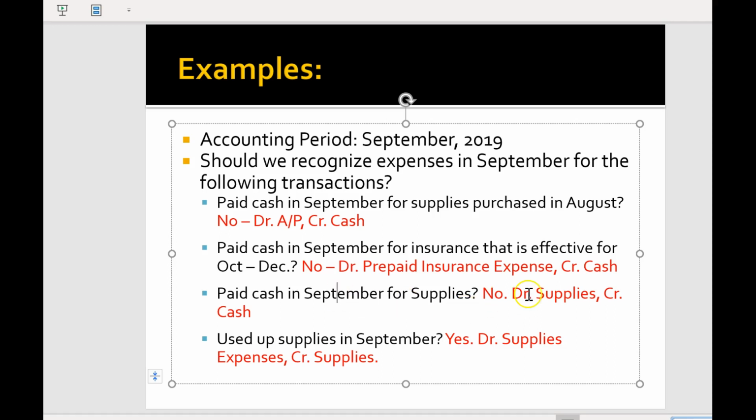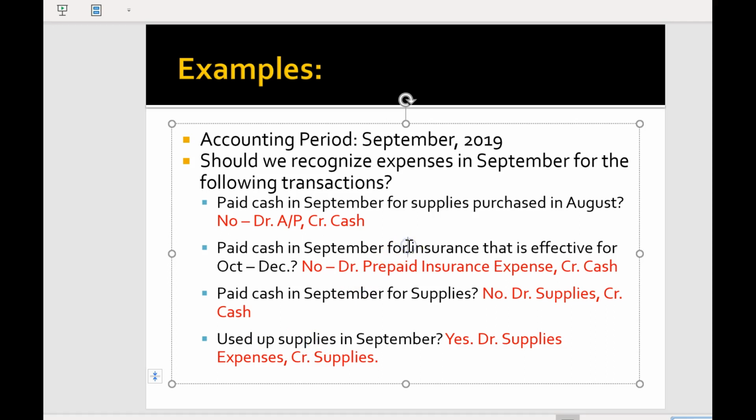Okay, if you never use it, it is an asset because it is for your future spending. So you are going to debit supplies, credit cash. Again, it's all on your left-hand side of the equation. The last one, if we use up some supplies in September, now there's no cash paying here, but it is an expense because we use up the supplies.